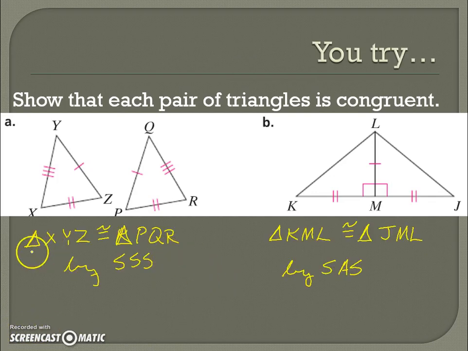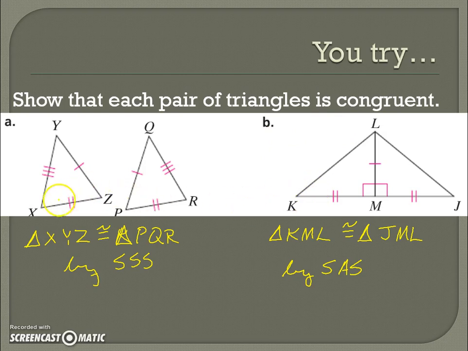All right, here's what I got. XYZ is congruent to PQR by side, side, side. All of these three sides are congruent to one another. Triangle KML is congruent to JML by side, angle, side. So showing that each pair of triangles is congruent.